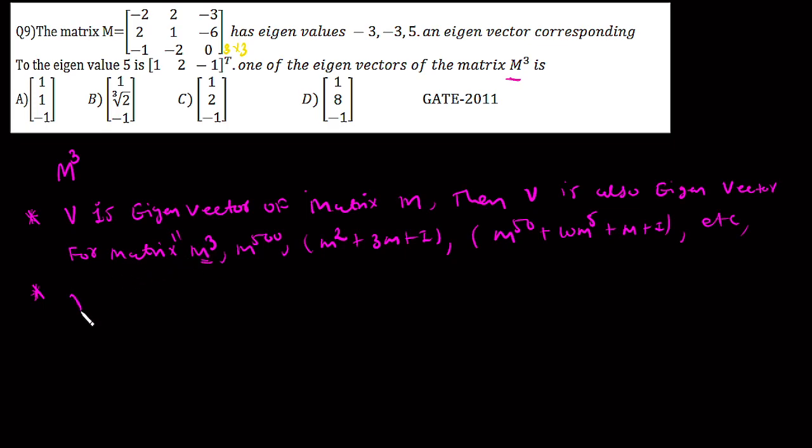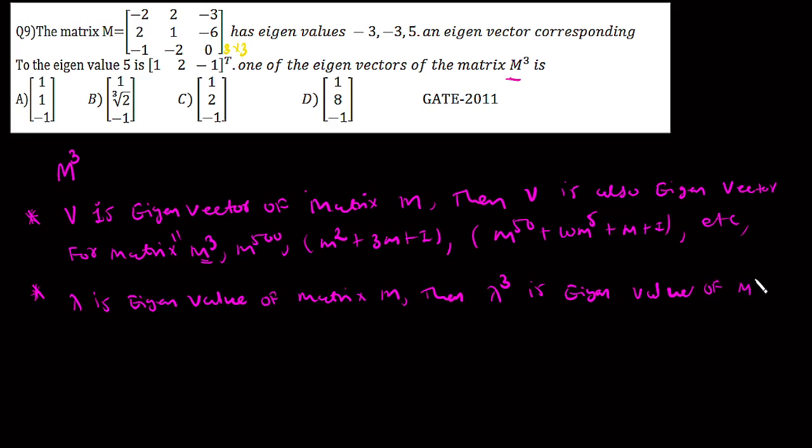Let's write here: if lambda is an eigenvalue of matrix M, then lambda cubed is an eigenvalue of M to the 3. In the same way, lambda to the 500 is an eigenvalue of M to the 500.